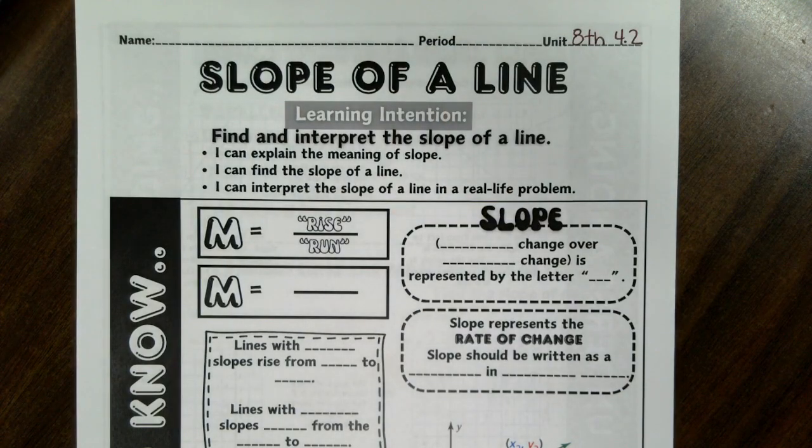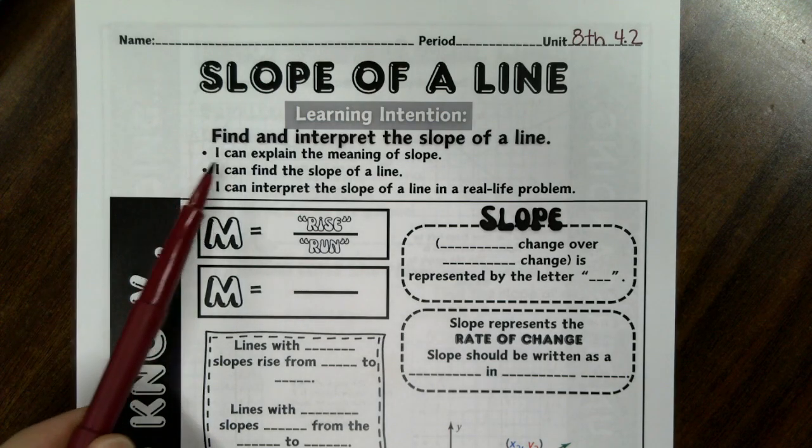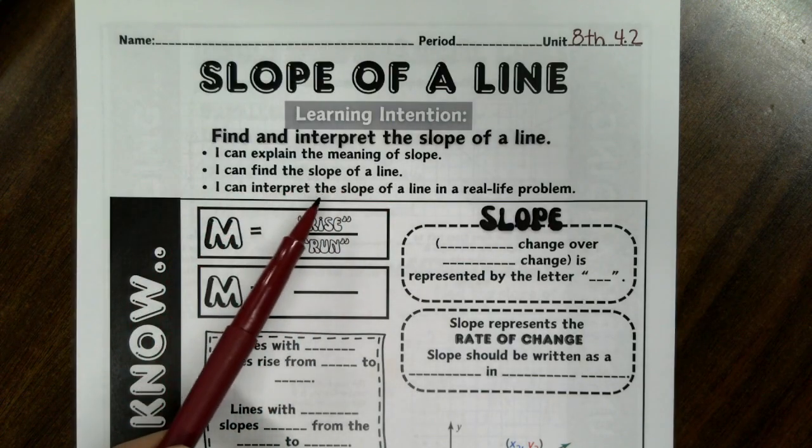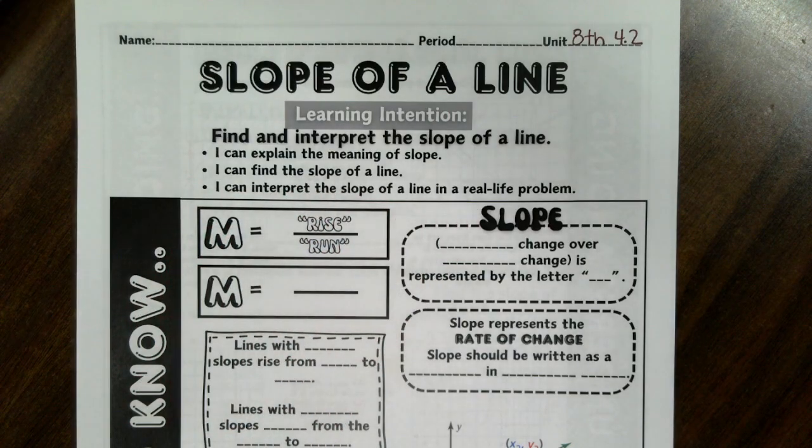And our learning intention is to find and interpret the slope of a line. You'll know you are successful with this when you can explain the meaning of a slope, when you can find the slope of a line, and when you can interpret the slope of a line in a real life problem.